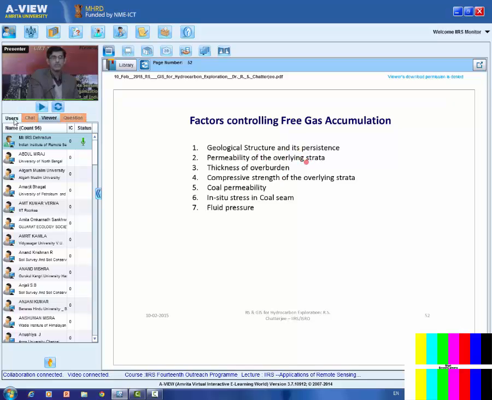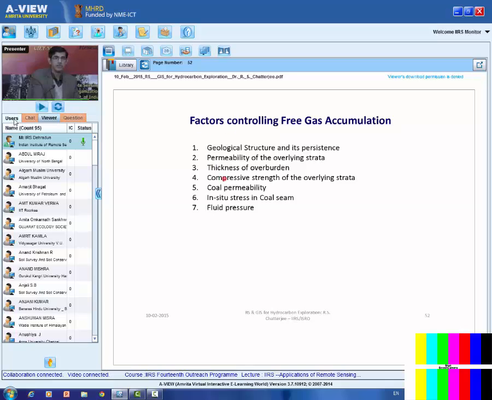The permeability of the overlying strata is important. The thickness of the overburden is important, because for exploring, the thickness should not be very large, and the material above should be impermeable so that this coal bed gas cannot come out. Also important are the compressive strength of the overlying strata, the permeability of the coal, and the in situ stress in the coal seam and fluid pressure.